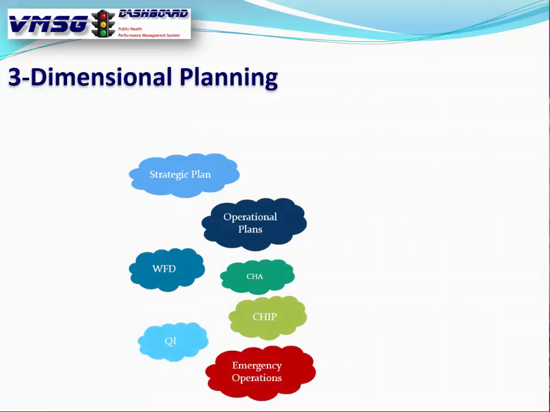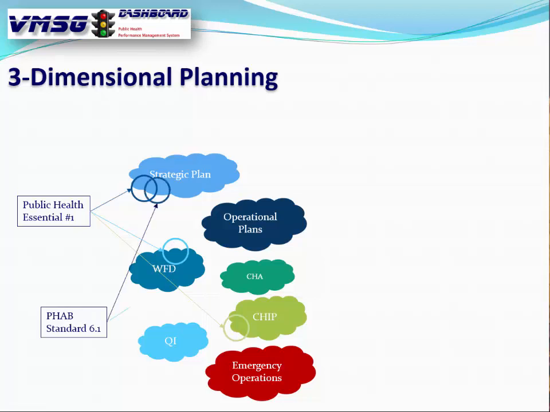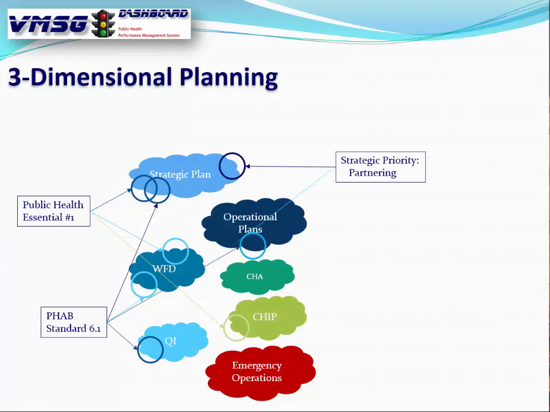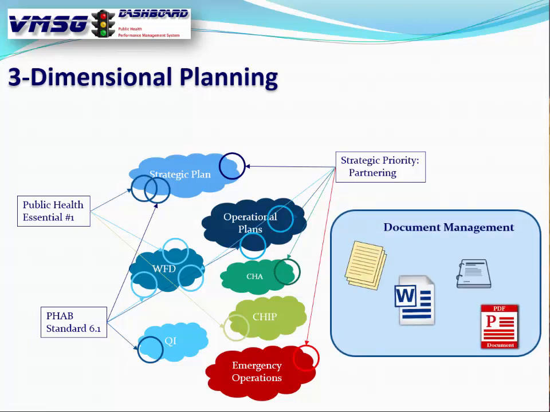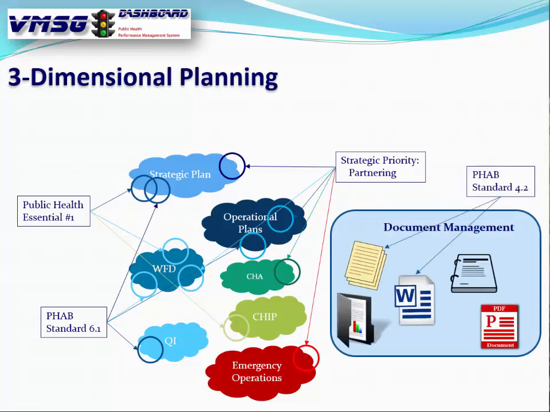3D planning is basically a big overlay of all of the plans. It allows you to look for commonalities across all the plans and documents. For example, which pieces of which plans support each of the 12 essentials of public health and accreditation? Which plan elements are related to FAB Standard 6.1? Which pieces of the plans support your strategic priority of partnering from your strategic plan? And which documents will you submit for each FAB standard and measure? 3D planning is a great way to identify commonalities, gaps, and overlaps across all the different plans and documents in the department.